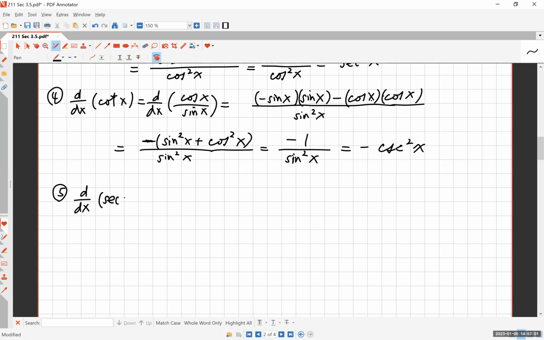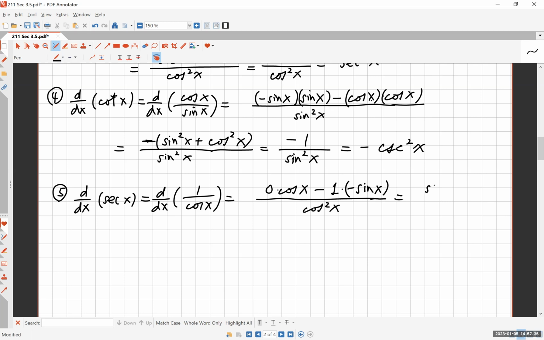How about secant? All right, what is the secant function? That's 1 over cosine function. Do we know how to take the derivative of this? Of course, we use the quotient rule. What else, right? The denominator is the old denominator squared. The numerator, what's the numerator? It's the derivative of 1, which is 0, times the old denominator, minus 1 times the derivative of cosine, which is negative sine.